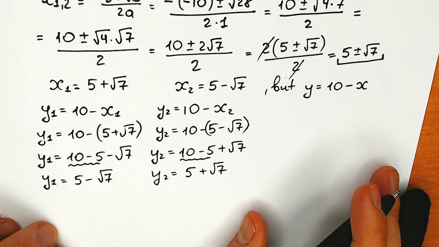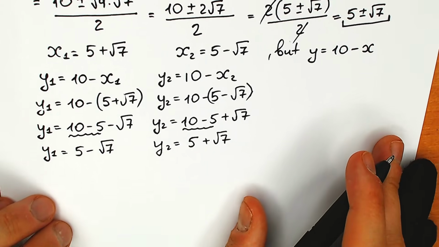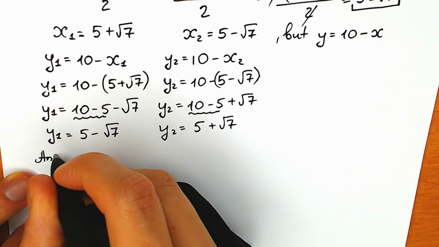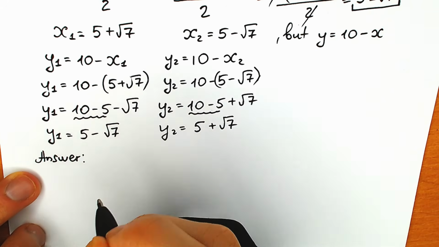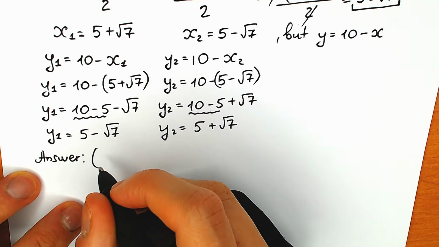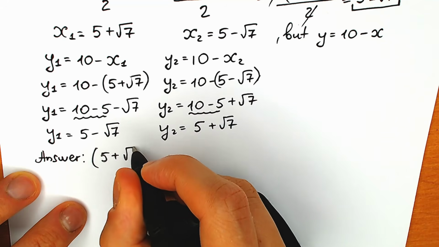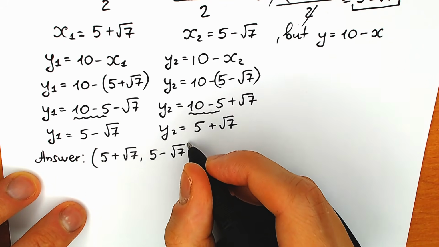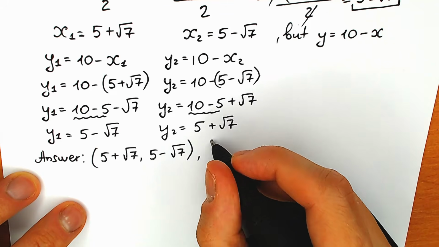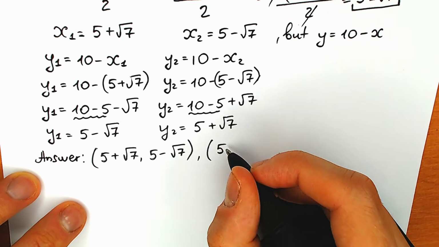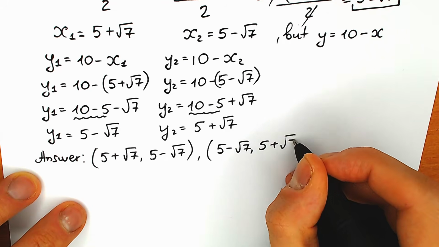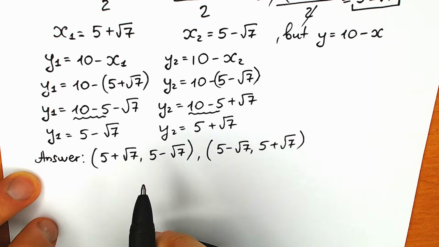And right now let's gather all the roots together and let's write our final answer. Okay, so we have our answer, and of course in the end we will check it. So our first pair, 5 plus square root of 7, 5 minus square root of 7. This is our first pair. And second pair, 5 minus square root of 7 and 5 plus square root of 7. So we have 2 pairs.